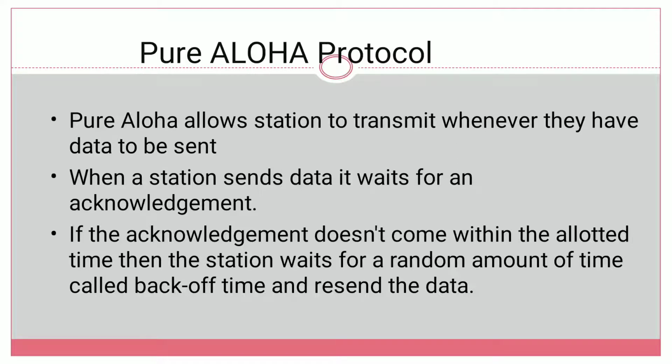Why do we call it a random amount of time? Each station has a different time slot, so it will wait for a different amount of time. That's why we call it a random amount of time, and simply we call it back-off time, T sub B. So T sub B is called the back-off time, and then the station resends the data.